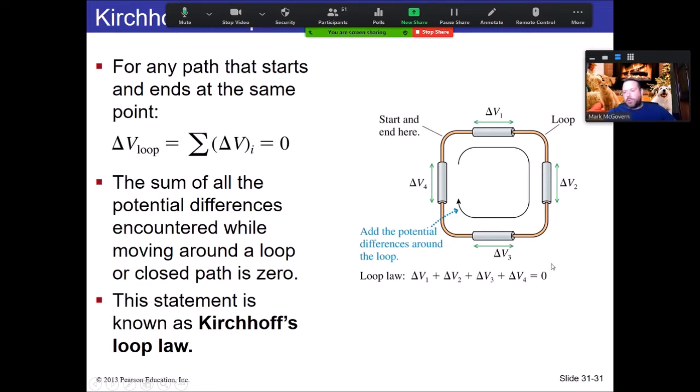Now, when I say you loop here, it's any possible loop that you can make. It could be the whole circuit, it could be part of the circuit, it could involve the battery, it doesn't have to involve the battery. Any loop works.